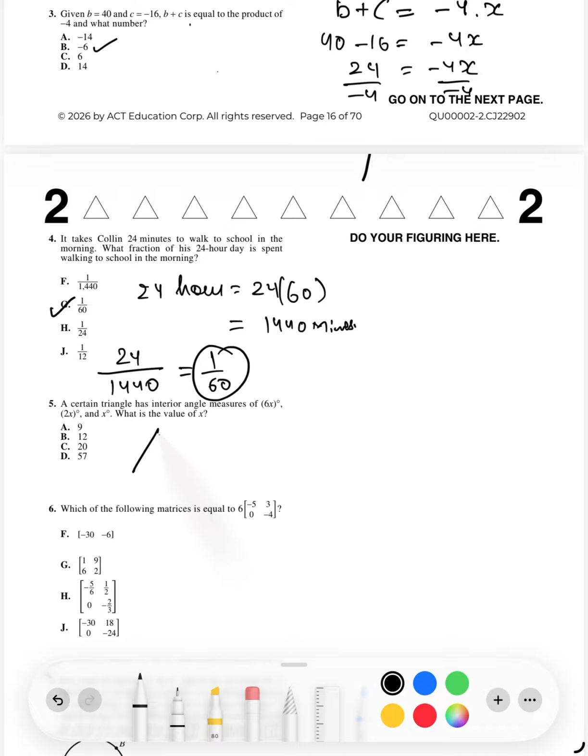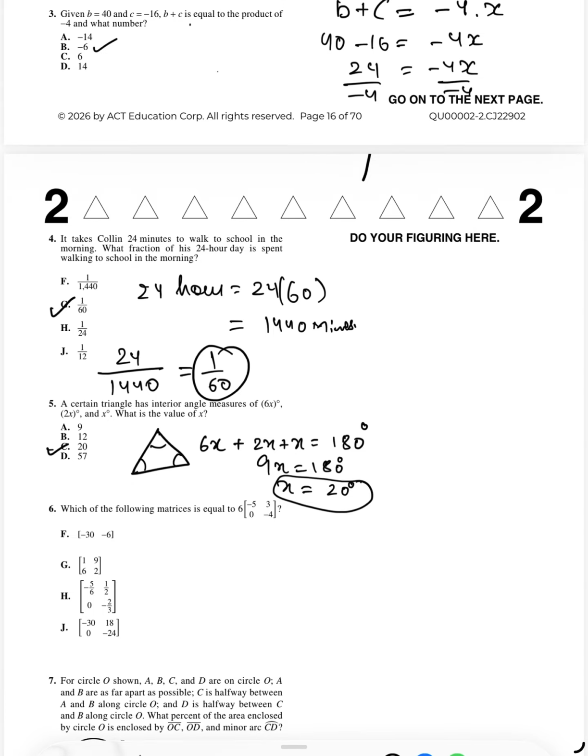So we know that a triangle has three angles. The angle sum property is what? The sum of all angles is equal to 180 degrees. The sum of all three angles is 180 degrees. So 6x degrees plus 2x degrees plus x degrees gives you 180 degrees. So 9x is equal to 180 degrees. So x is equal to 20 degrees, correct? What is the value of x? x is equal to 20 degrees. So we can mark x is equal to 20.